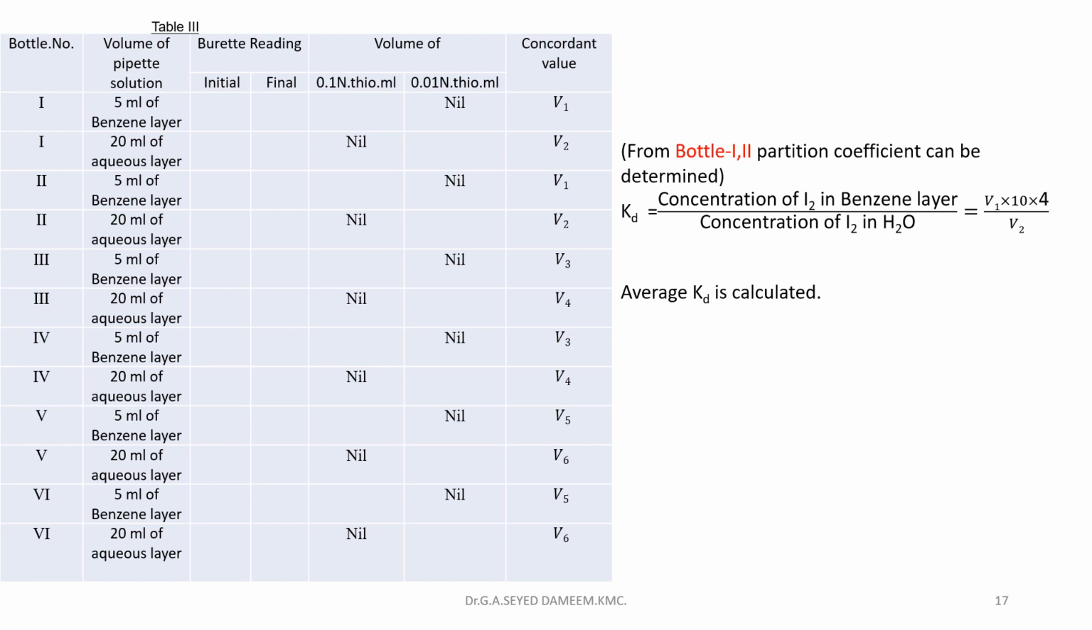Now the concentration of iodine in benzene is V1 into 0.1 divided by 5. Similarly, the concentration of iodine in water is given by V2 into 0.01 divided by 20. On substituting these values in this equation, we get V1 into 10 to the power 4 divided by V2. Using this and by substituting V1 and V2, we can calculate the partition coefficient for bottle number 1 and for bottle number 2. The average partition coefficient is calculated by adding these two and dividing by 2.